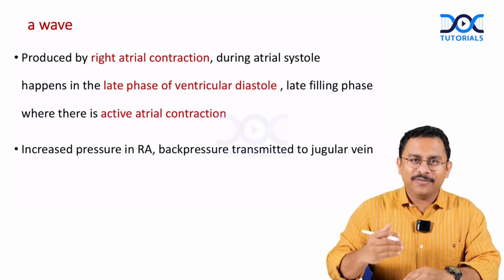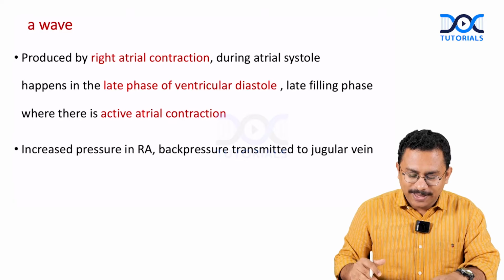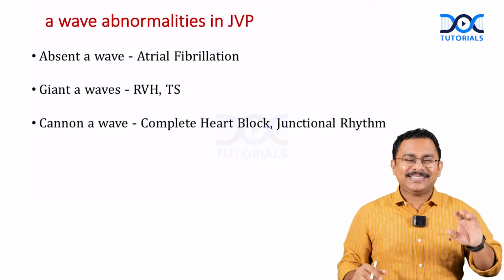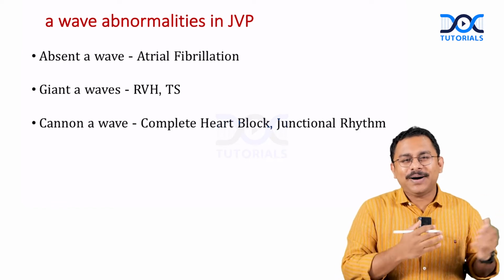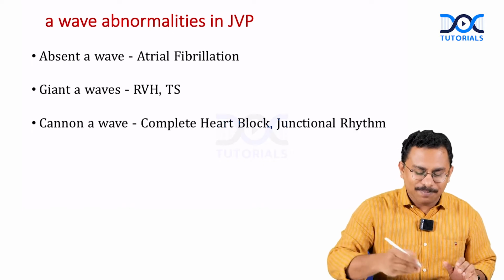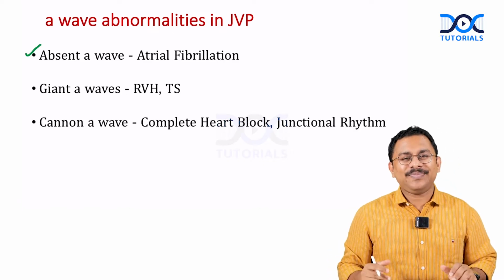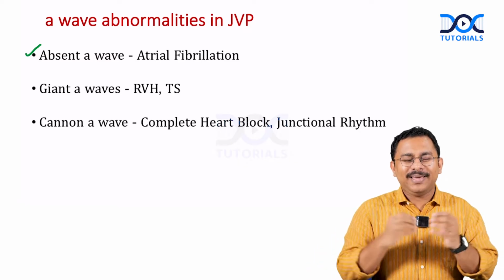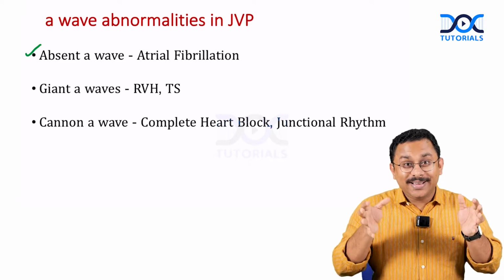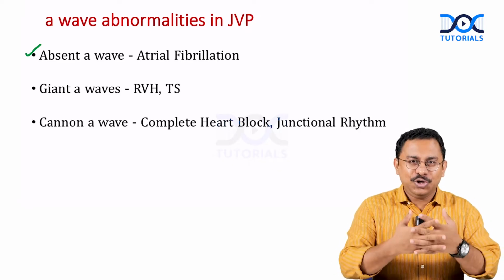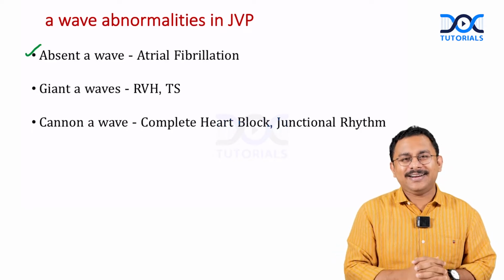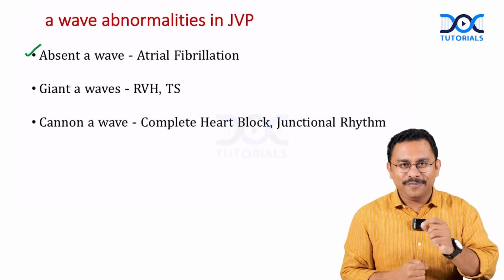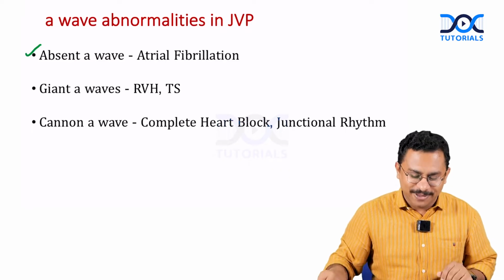Now, abnormalities of the A wave are very important. Sometimes they have asked in the past about absent A wave. Very simple question: it is atrial fibrillation, because in AF there is no effective atrial contraction, correct? You have fibrillating musculature, so there is no synchronized atrial contraction. Normally in you and me, we have a synchronized atrial contraction, but that does not take place in atrial fibrillation, which is why you get an absent A wave.